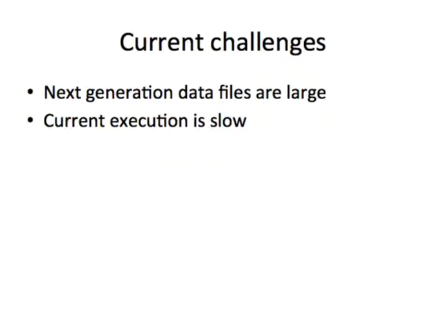So what are the current challenges with the pipelines that exist? As I said before, the next generation sequencing files are very large and the current execution is slow. So I think that an implementation in SparkR may improve this pipeline a lot.